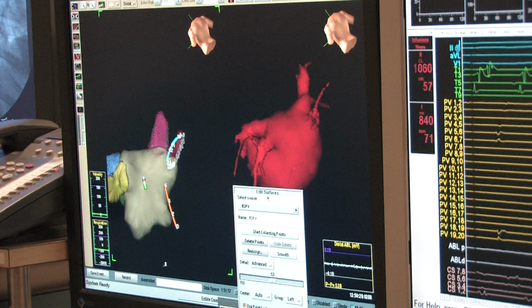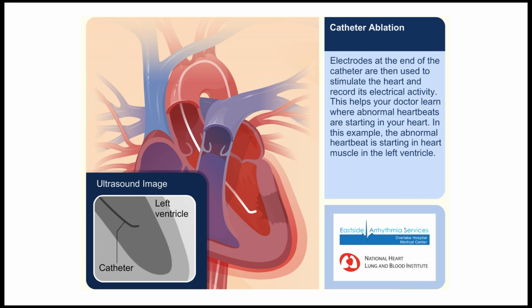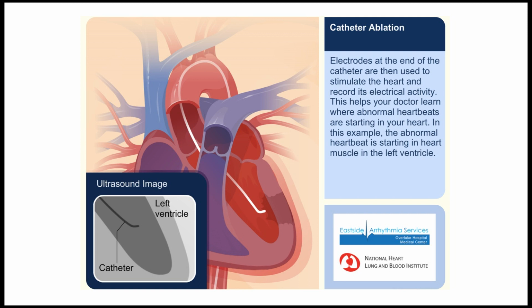Electrodes at the end of one of the catheters are used to stimulate the heart and record its electrical activity. This helps your doctor learn where abnormal heartbeats are starting in your heart. In this example, the abnormal heartbeat is starting in the heart muscle in the left ventricle.